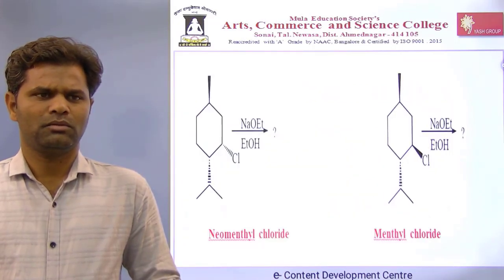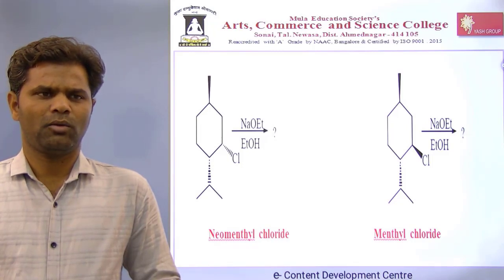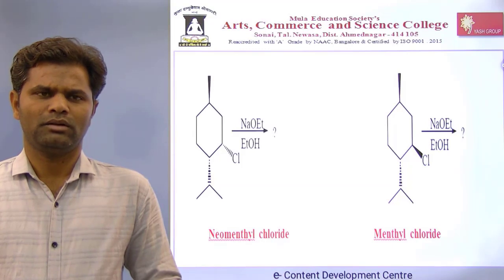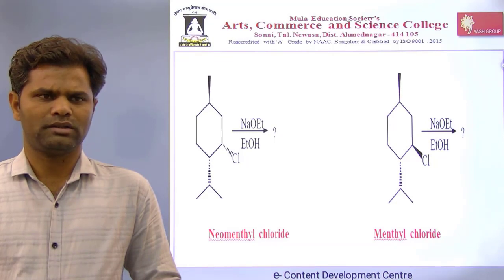These are the two structures of menthyl chloride and neomenthyl chloride. In case of neomenthyl chloride, the methyl group is beta, chlorine is alpha, and isopropyl group is also alpha. While in case of menthyl chloride, the methyl and chlorine groups have the beta orientation, and the isopropyl group has the alpha orientation.